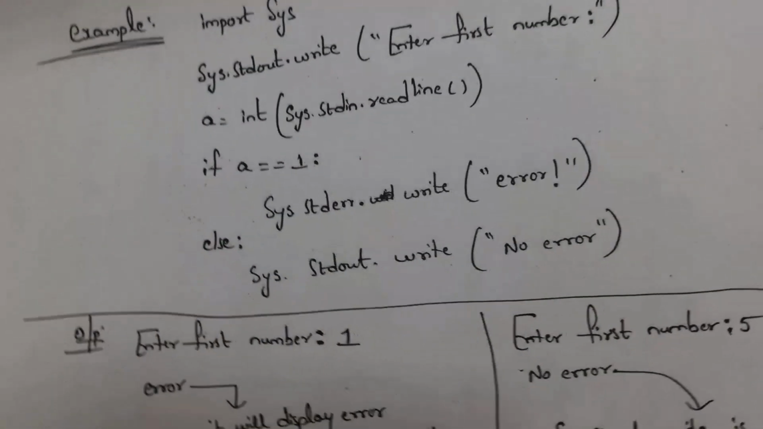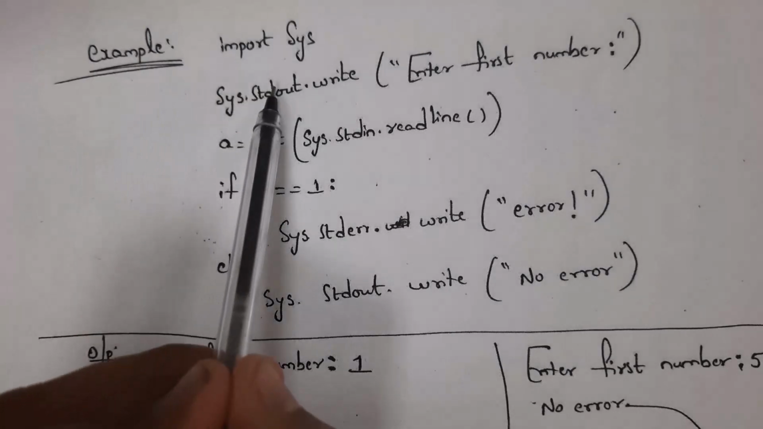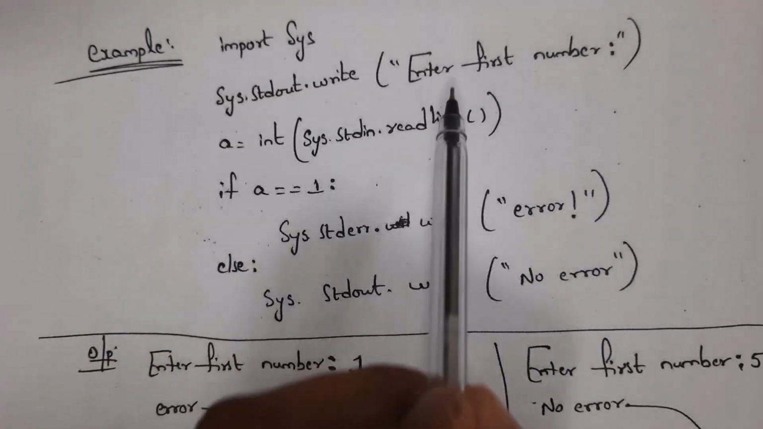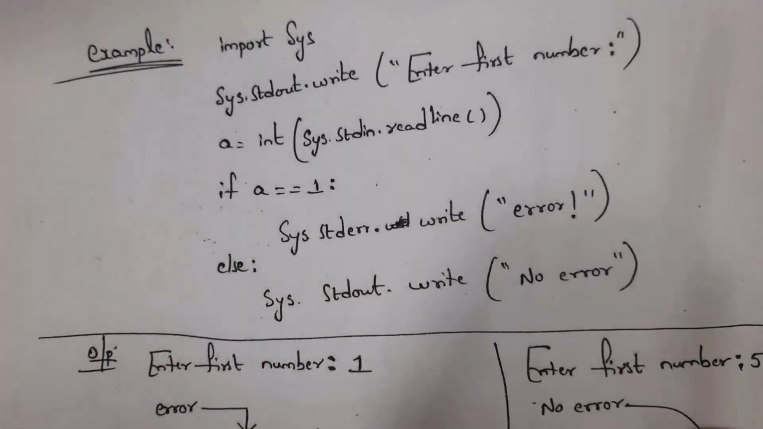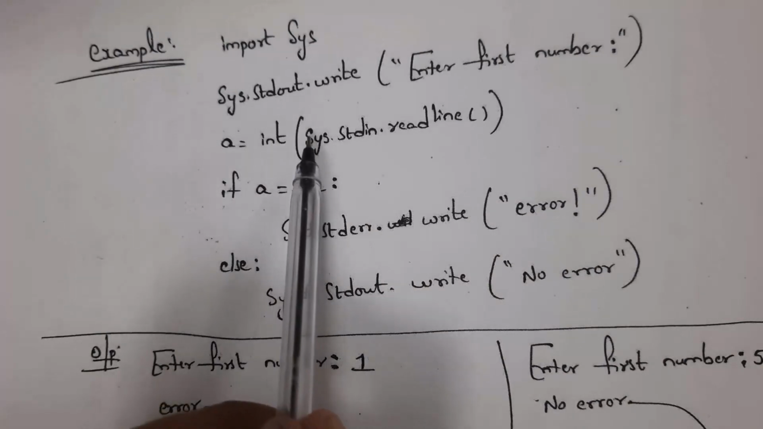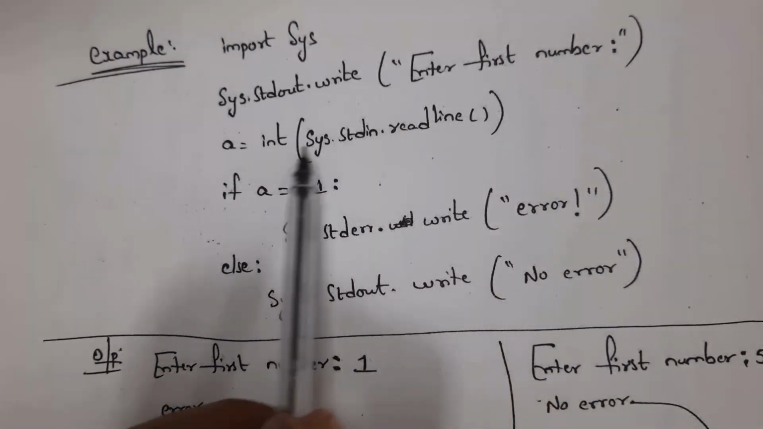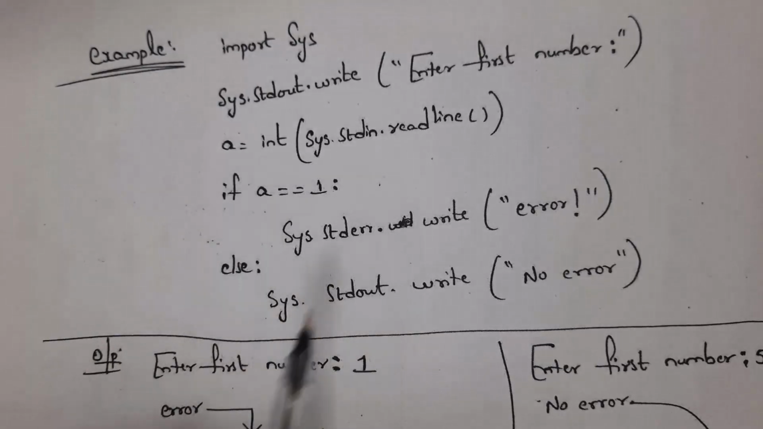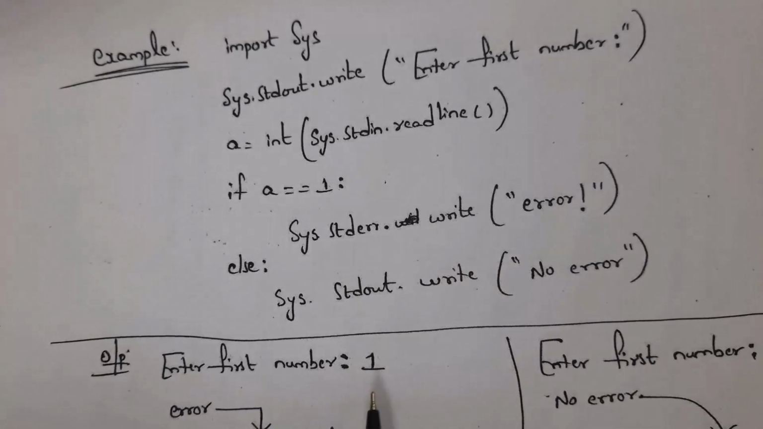This is one more example. Here at first I wrote import sys. Next I wrote sys.stdout.write. Inside this I wrote enter first number. So whenever you run this line of code, you will get output enter first number. Next I wrote a equal to int of sys.stdin.readline. Whenever you run this line of code, you can enter any number. So you will get output enter first number, and here you can enter any number.